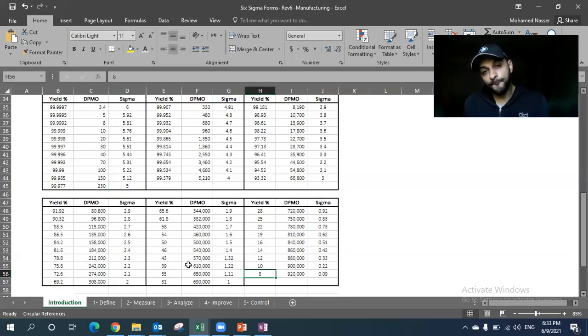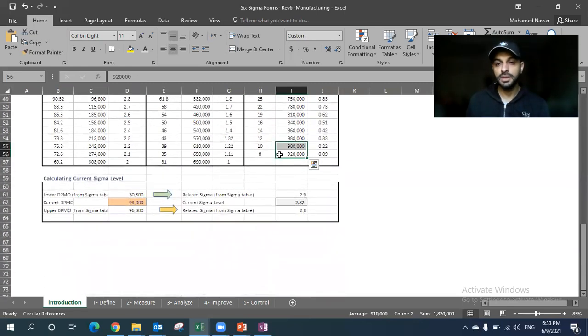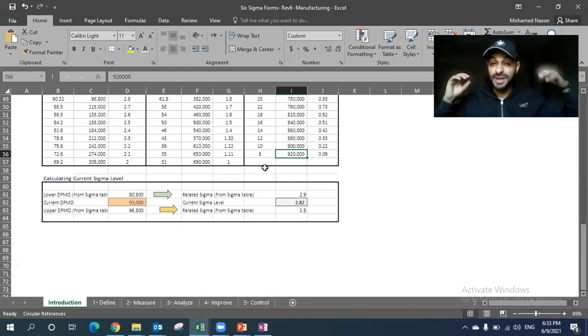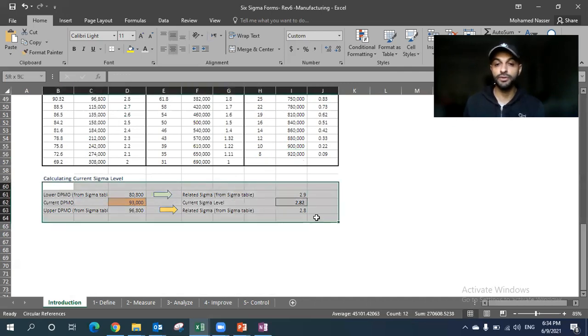Fine. I also received a question here. Assume you are working here, okay? If you have defected items of 910,000, I mean defects per million opportunities of 910,000, here in this table you don't have 900,000. So how can I use it in my real project? Now I'm working practically, okay? If you have defected items between 900 and 920, I created this interpolation table for you.